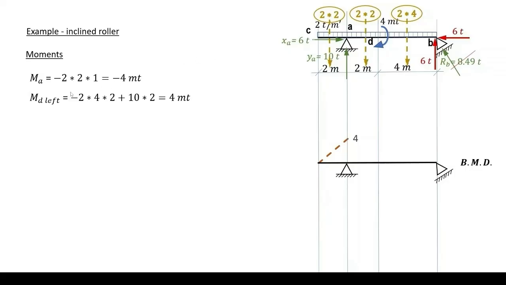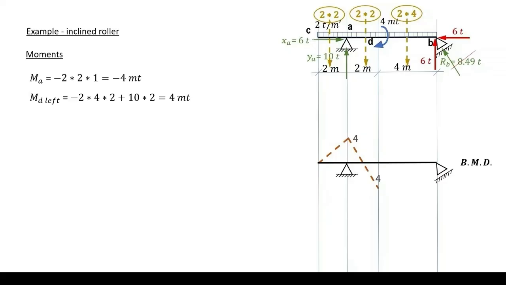The moment here has a negative sign as the tail of the force causing the moment is upwards. And we have a positive moment created by YA equals 10 tons, multiplied by the arm, 2 meters, making a total of positive 4 meter tons to be plotted below the center line of the beam.